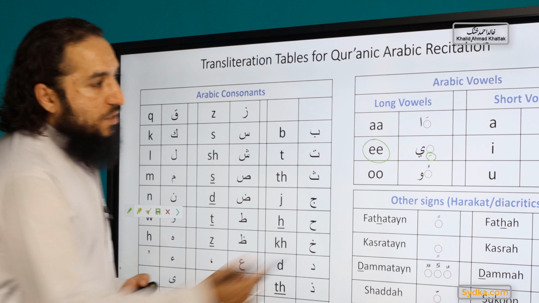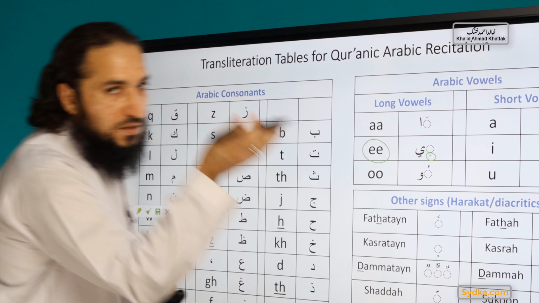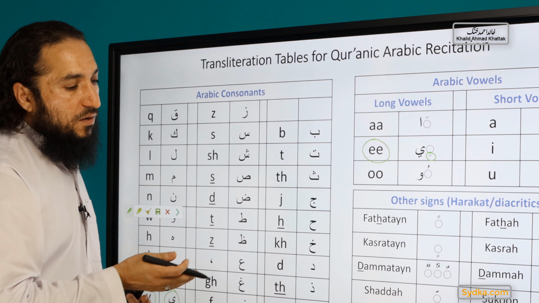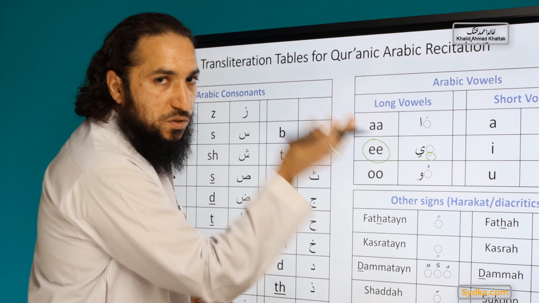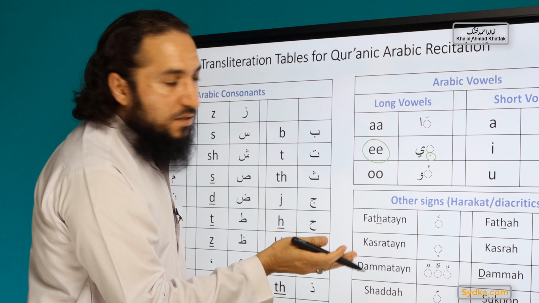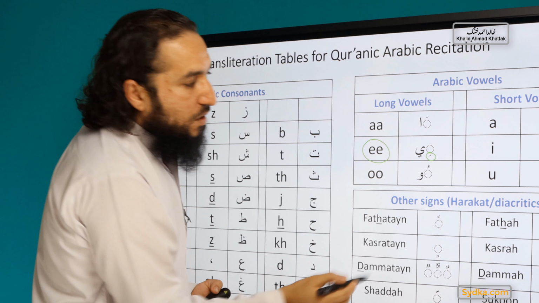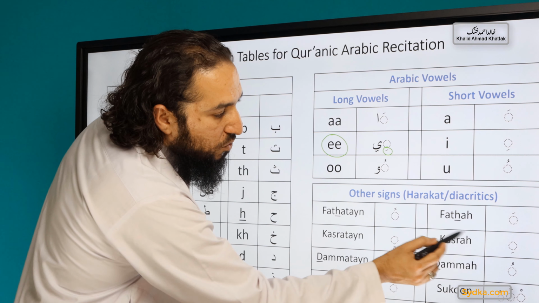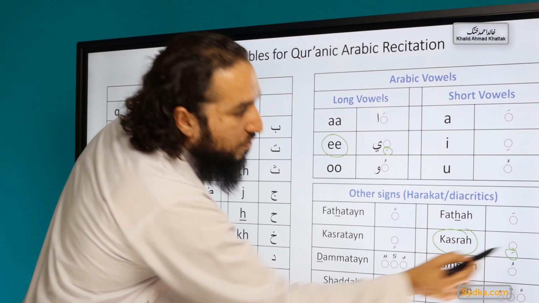Okay. So this sign is called kasra. Kasra goes under a letter. Fatha goes on top. Kasra goes under. Dhamma goes on top as well. You can see that. And this sign is called kasra.